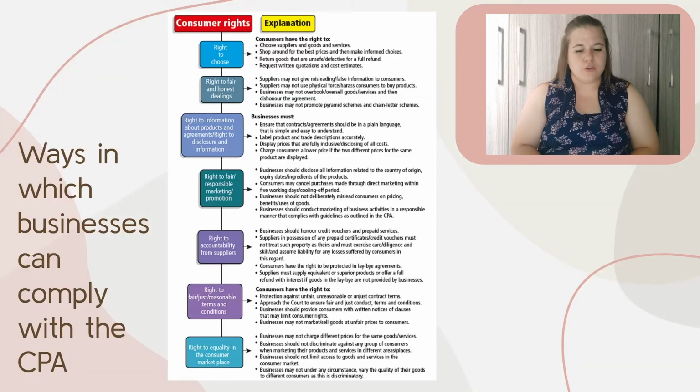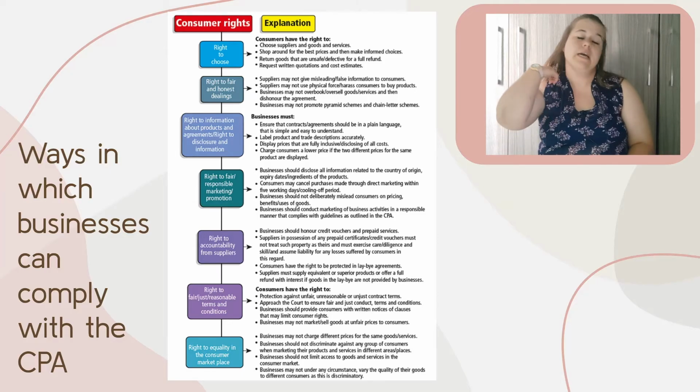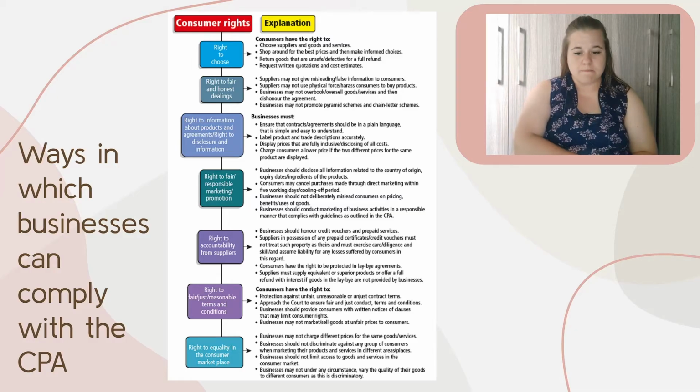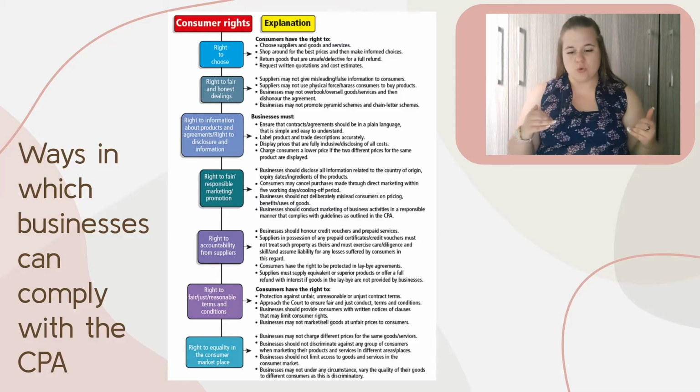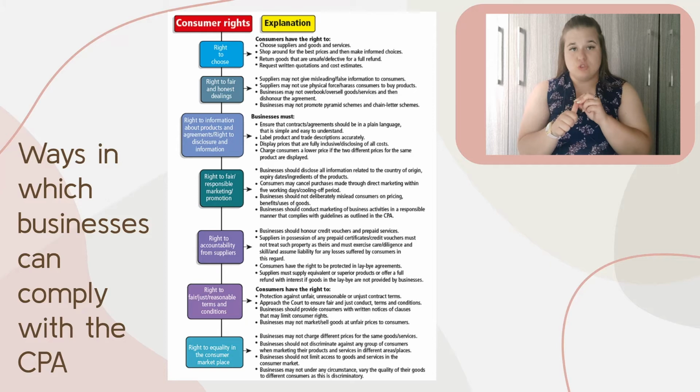All right, there's a little overview of the different rights. So I'm just quickly going to go through that. It's a nice little diagram that you can jot down. So, just in short, the consumer rights go as follows. They have the right to choose, the right to fair and honest dealings, the right to information about products and agreements, the right to fair and responsible marketing promotion, the right to accountability from suppliers, the right to fair and just terms and conditions, and then the right to equality in the consumer marketplace.